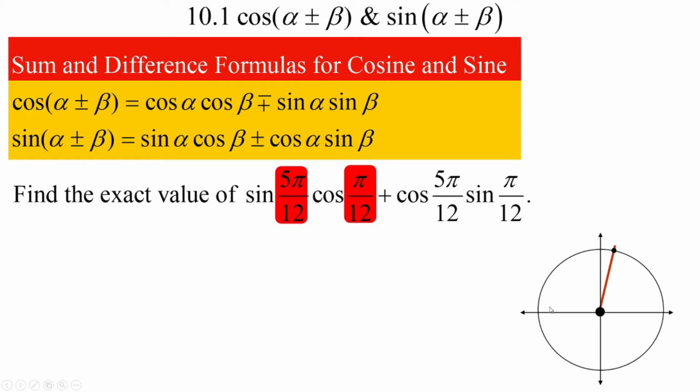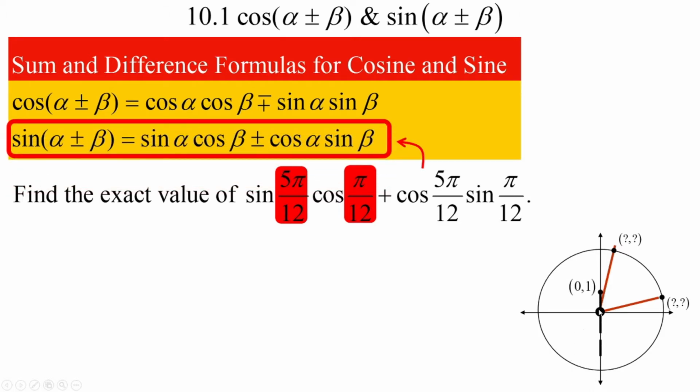Oh, excuse me, I did that wrong here. 5 pi over 12, well, this is 6 pi over 12, so 5 pi over 12 would be right here, and then pi over 12 would be right there. And we do not know the outputs of either of those right there. But isn't 5 pi over 12 plus pi over 12, isn't that 6 pi over 12 or pi over 2? And we know the coordinates of this point right here. The x is 0 and the y is 1.